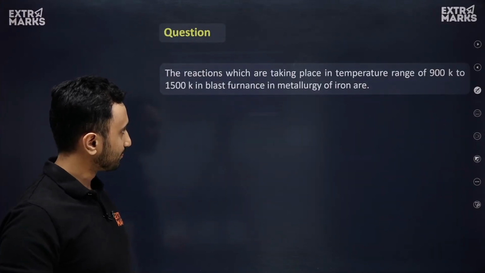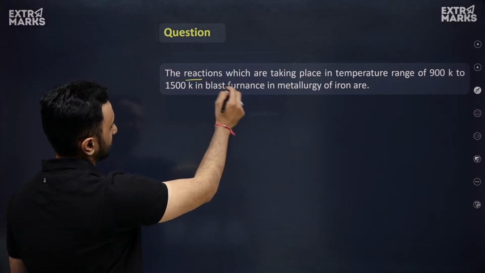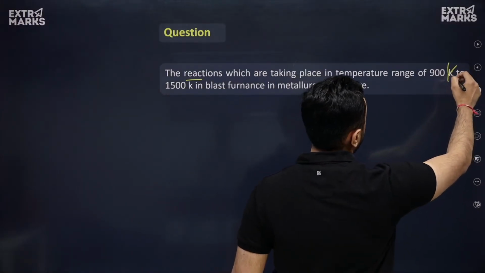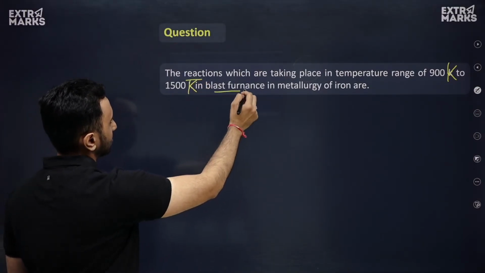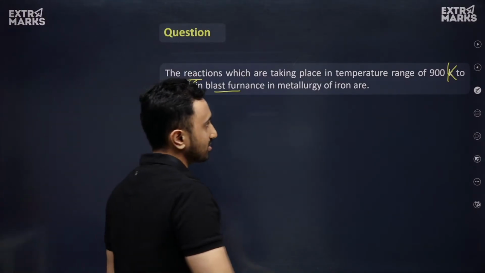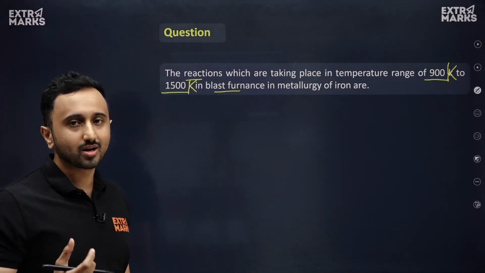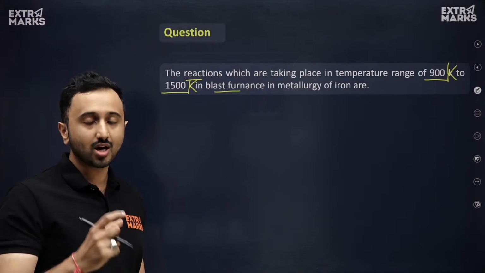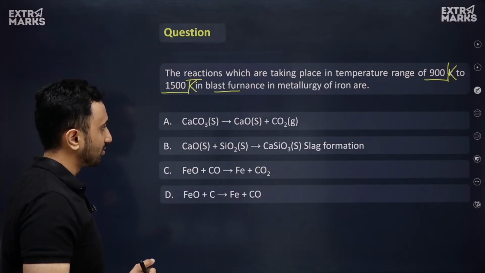Okay, let's proceed. One more question from inorganic chemistry. The reactions which are taking place in the temperature range of 900 Kelvin to 1500 Kelvin in the blast furnace in the metallurgy of iron are. So this temperature range, 900 Kelvin to 1500 Kelvin, is the lower temperature range. That means these reactions must happen at the upper portion of the blast furnace. Let's see the options.